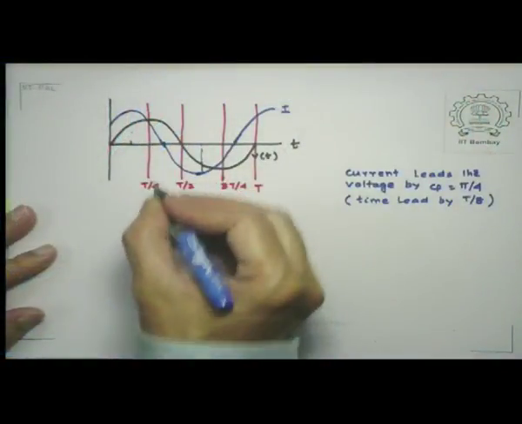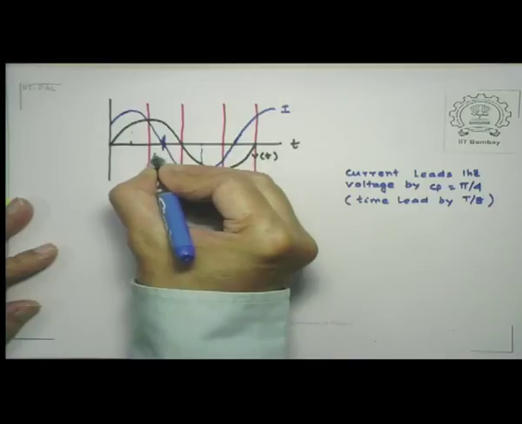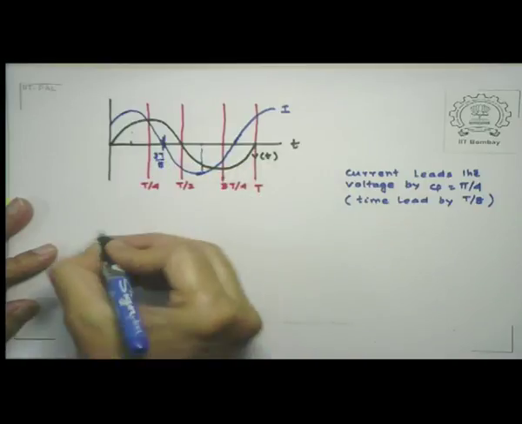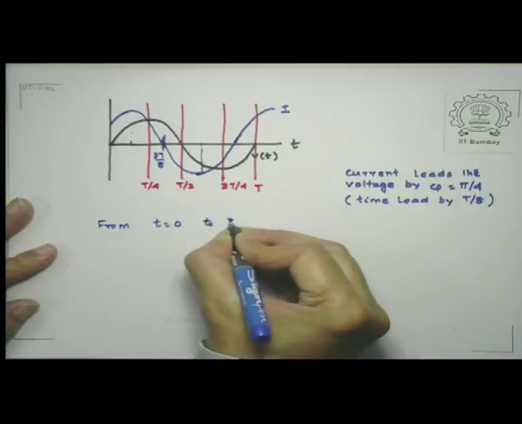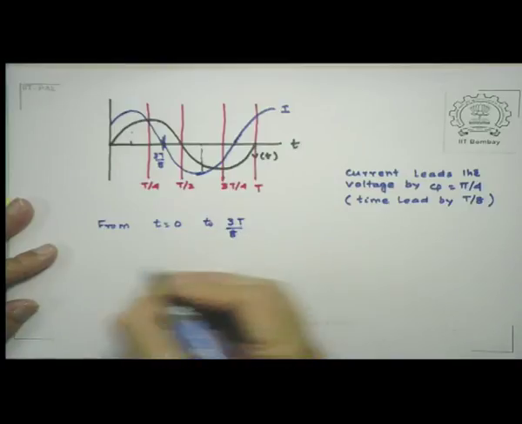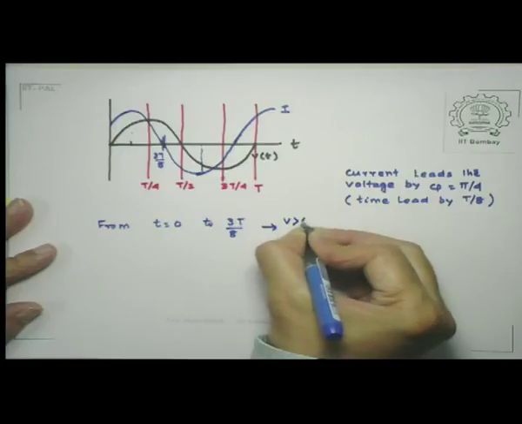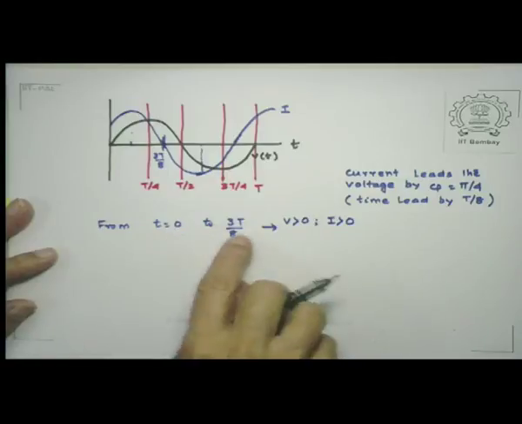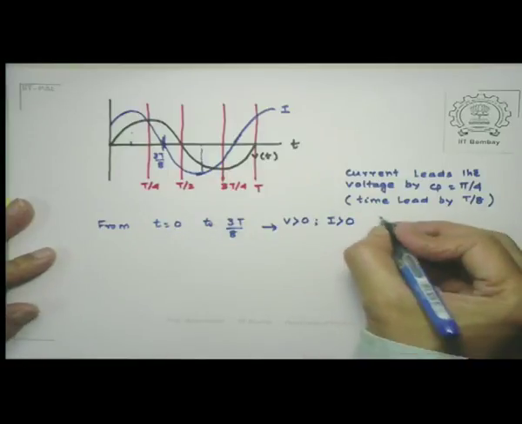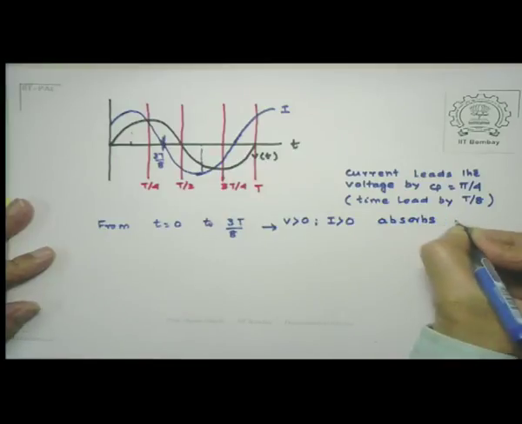If you look at this picture, something like this happens from 0 to 3T/8. And where is 3T/8? This is the point which is 3T by 8. From t equal to 0 to 3T by 8, my voltage and the current both are positive, V greater than 0, I greater than 0. So for a time duration of 3T by 8, it absorbs power from the supply.